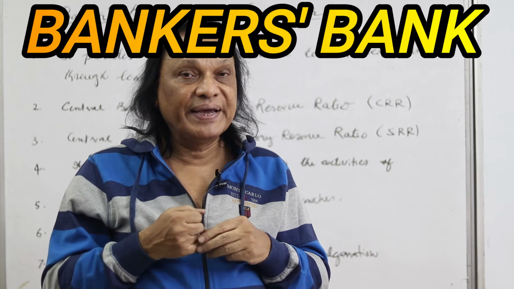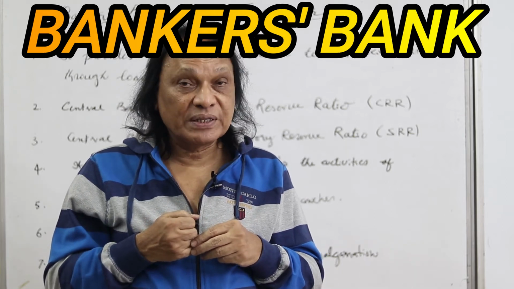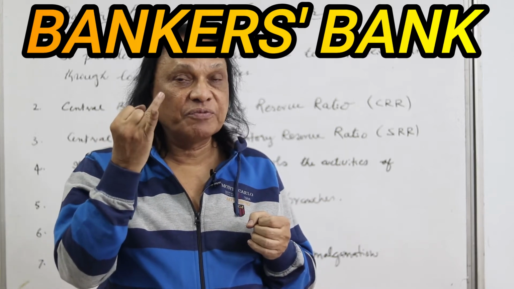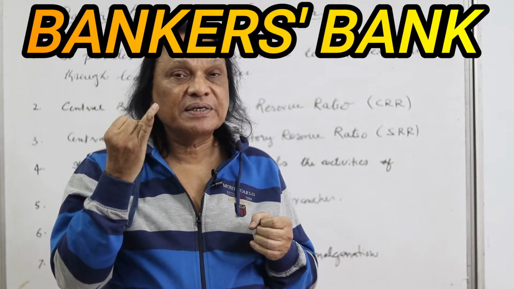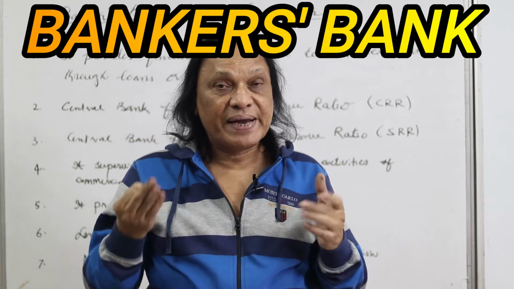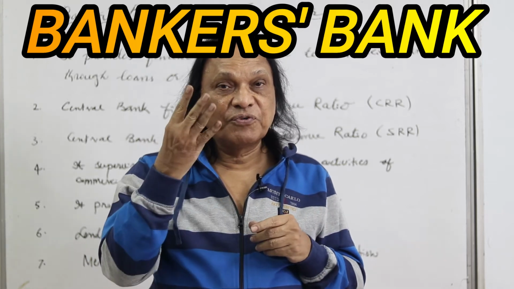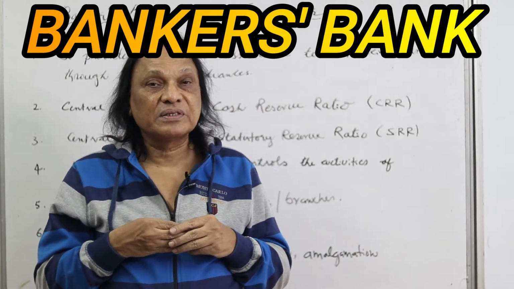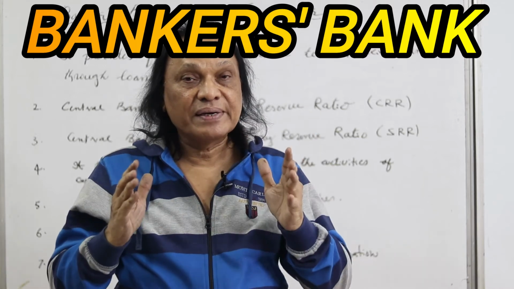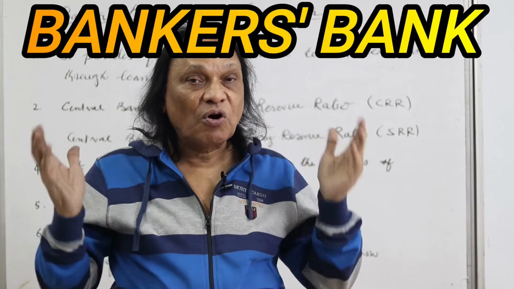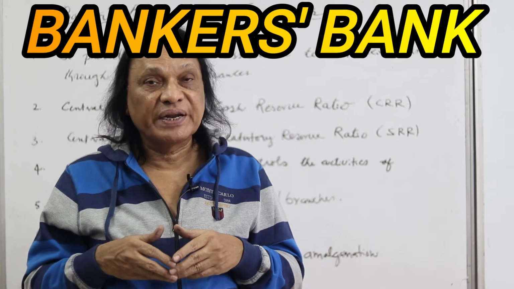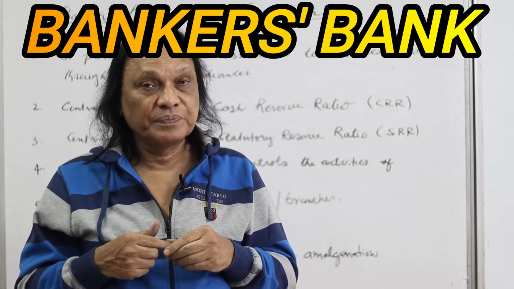The first function is the sole authority of issuing currency notes. Second, the central bank is the banker of the government. The third function is that the central bank is the Bankers Bank. The fourth function is that the central bank is the lender of the last resort. The fifth function is that the central bank is the custodian of all foreign exchange reserves. And the last one is monetary policy, the credit control policy of the central bank.